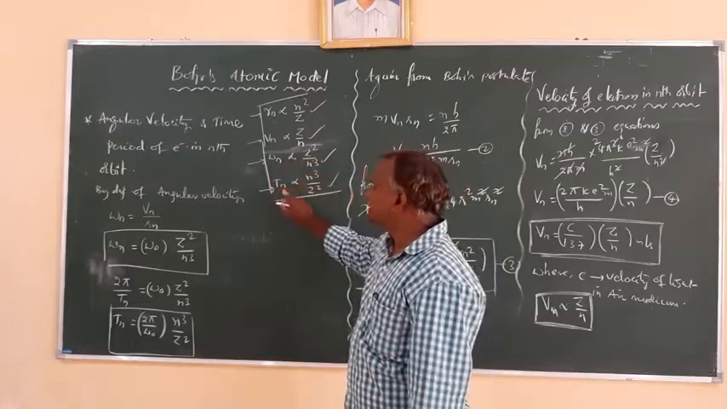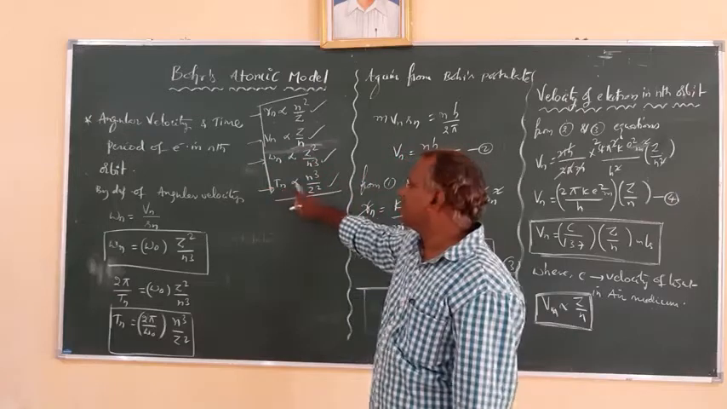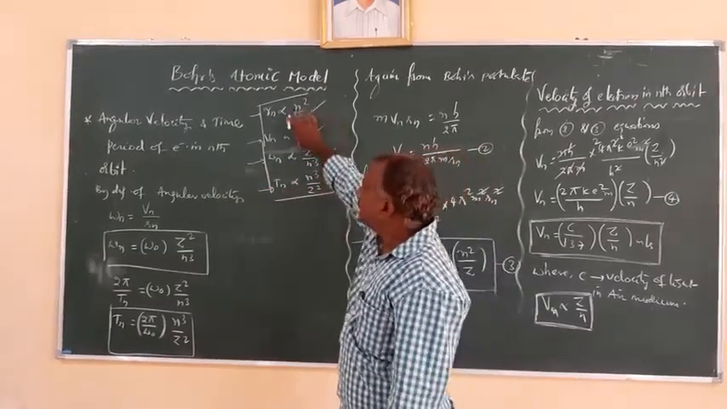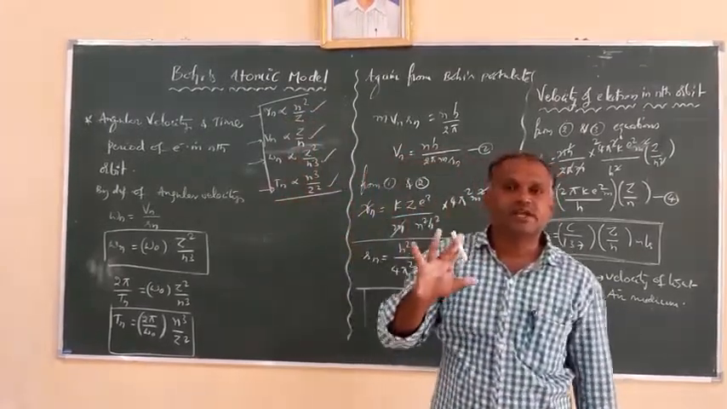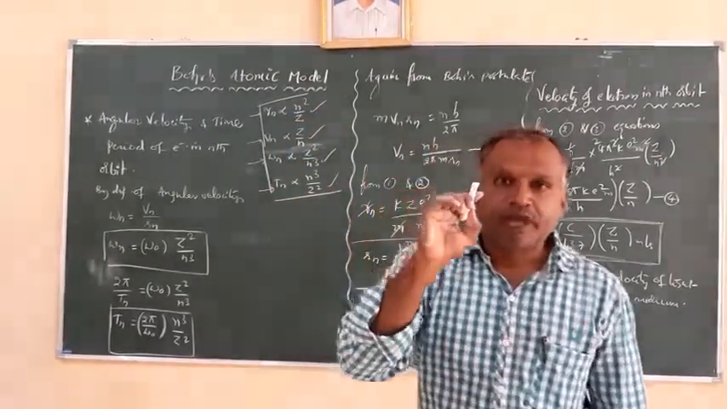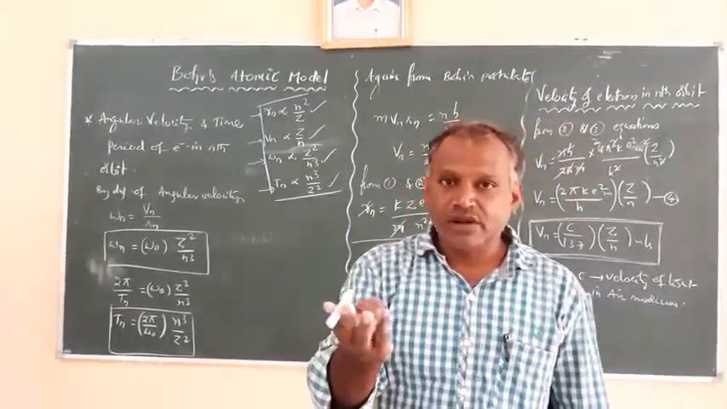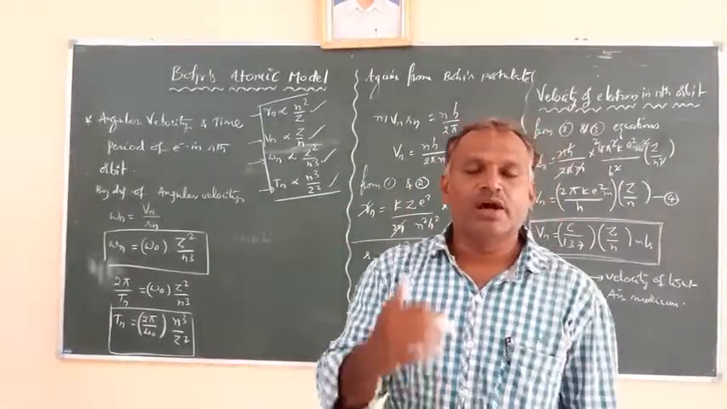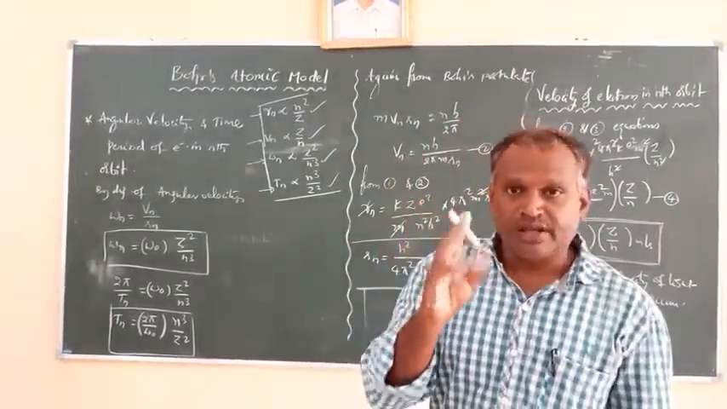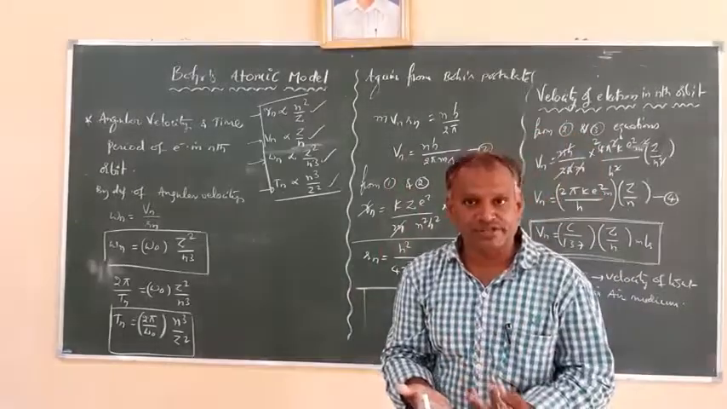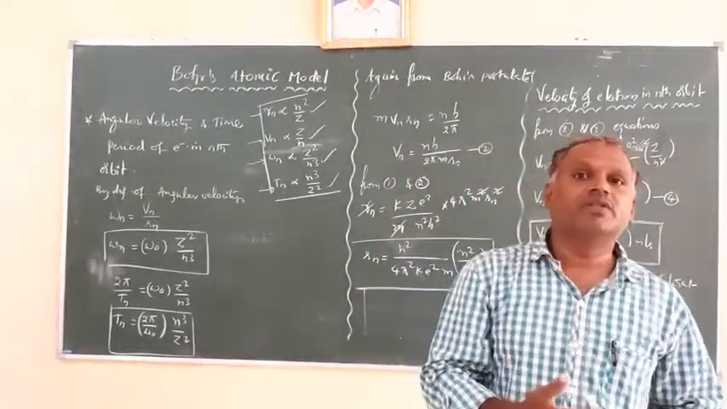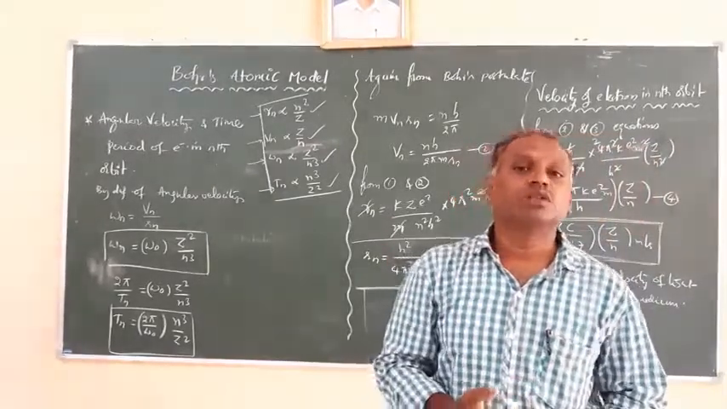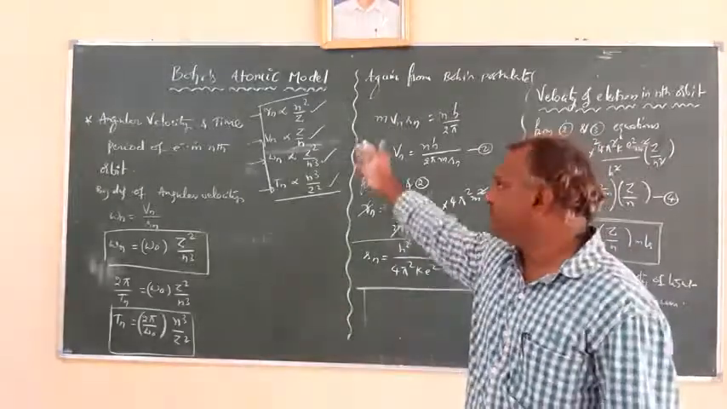And one more is the time period of electron in nth orbit, proportional to n cube by Z square. So these are the four relations we discussed today related to the electron: its radius, its velocity, its angular velocity, and its time period. We derived what the equations are and how they relate to the radius in which it revolves, the velocity, the angular velocity, and the time period.